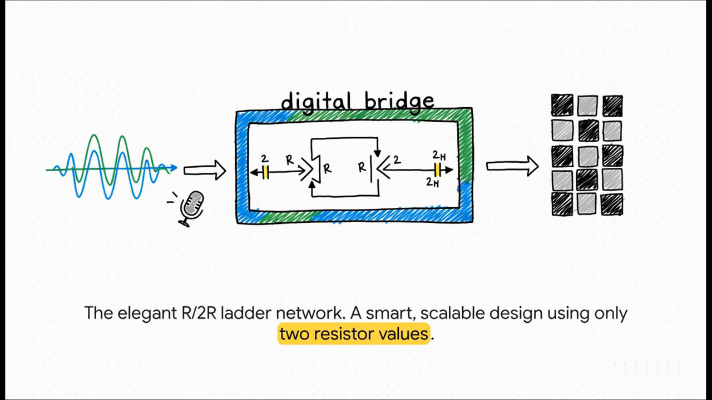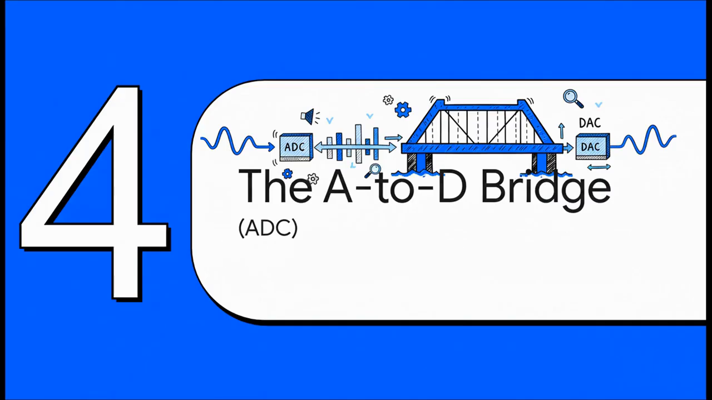You see, the repetitive ladder structure gives us the same binary weighting we need, but with just two resistor values. It's a practical, scalable design that really makes high-resolution DACs possible in the real world. Okay, so we've built a solid bridge from the digital world back to ours.